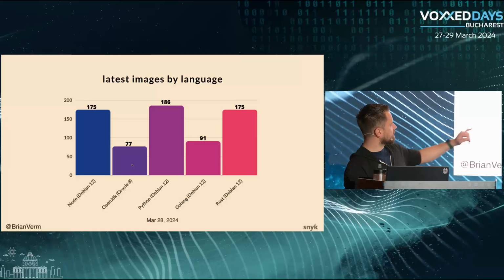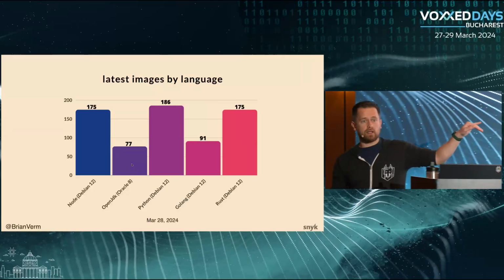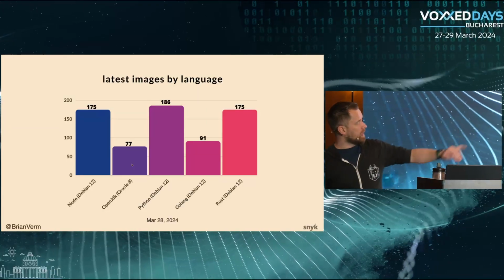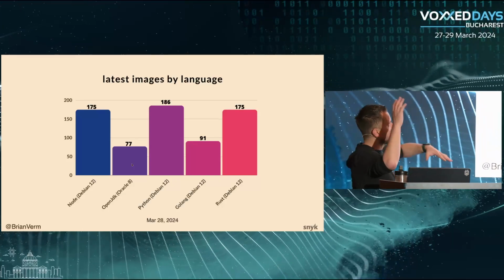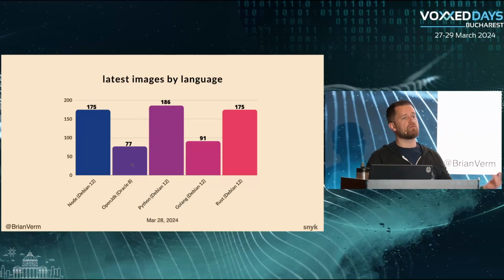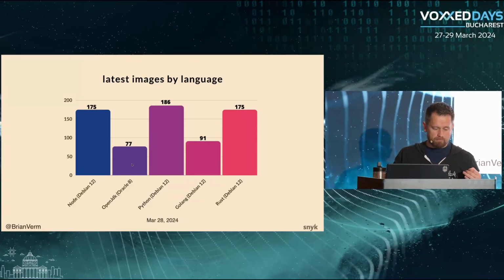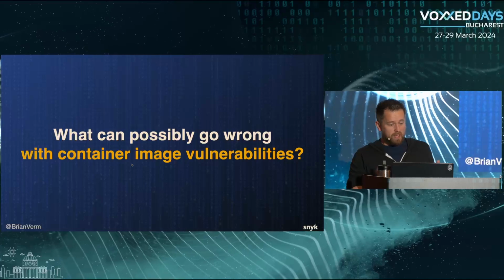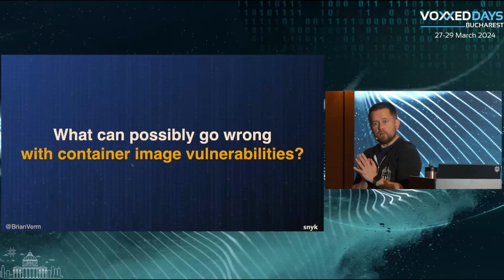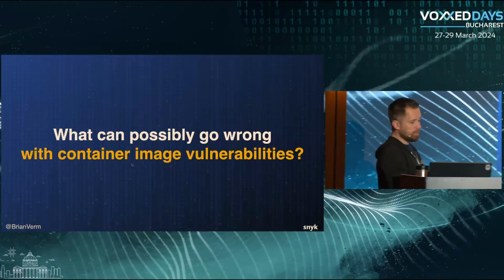The OpenJDK latest image currently is based on Java 18 for whatever reason. But you see, that one is based on Oracle Linux 8. The others are based on Debian 12, and you see there is a variety of vulnerabilities. Some come from the operating system layer, some come from the application layer. So what can possibly go wrong with a container image? What kind of vulnerabilities are there?